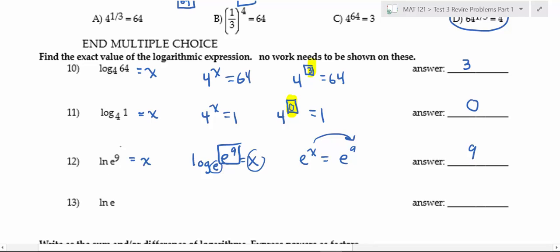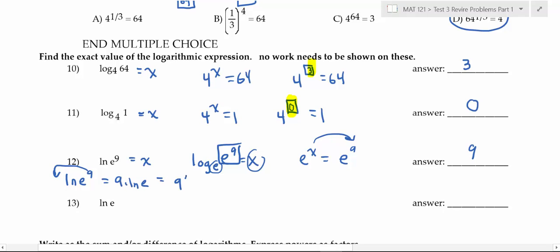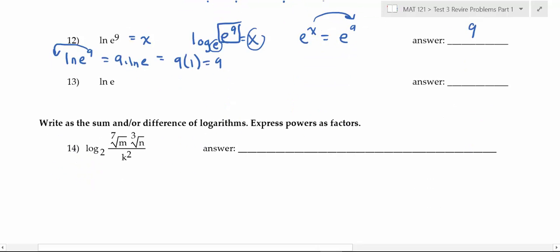So that would be one approach to doing that problem. Another approach to doing this problem would be you could take ln e to the 9th. Remember, if you have an ln of a number to a power, you can bring that down in front and get 9 times ln e. And then we learned that ln e is 1, so you would get 9. So you can look at it like that.